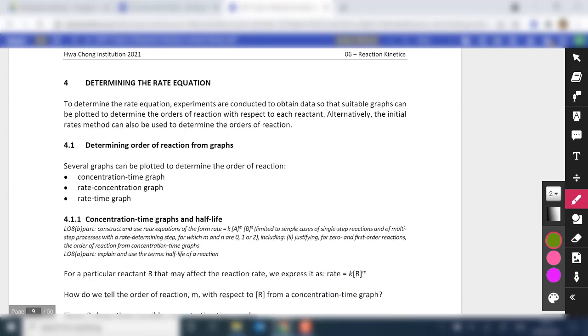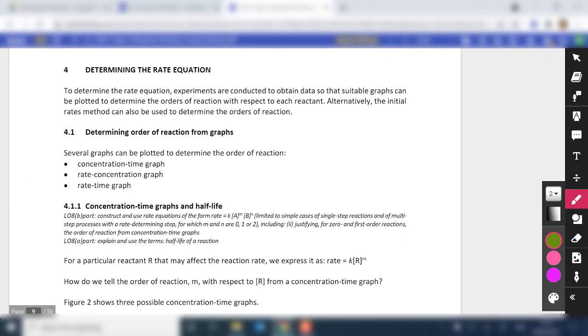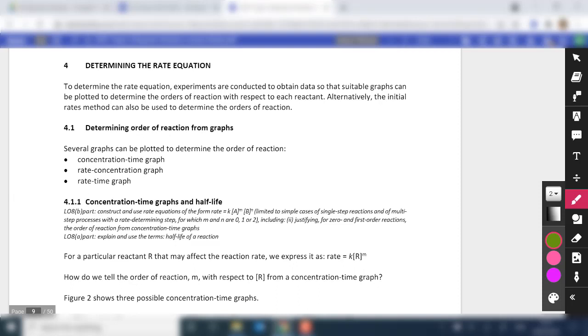The next thing is determining the rate equation. This part has quite a bit of things to cover, so we will probably just cover the first bit until maybe 4.1, and then we'll slowly move on to the next bit the next time around. How do we actually determine the rate equation? I think we need to, of course, perform experiments.